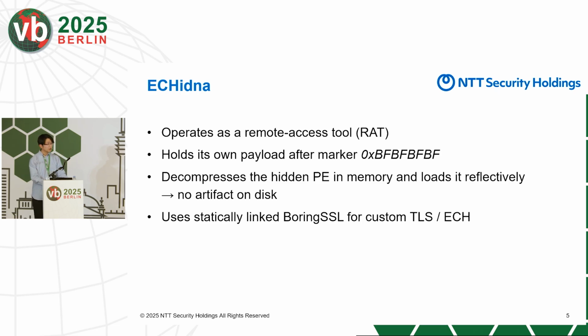For network traffic, ECHidna does not use the Windows TLS library. Instead, it includes a static copy of BoringSSL. This lets the attacker build a custom handshake and turn on ECH without dropping extra DLLs.